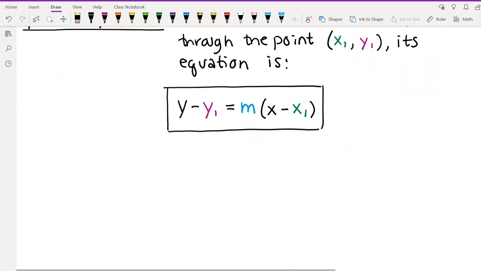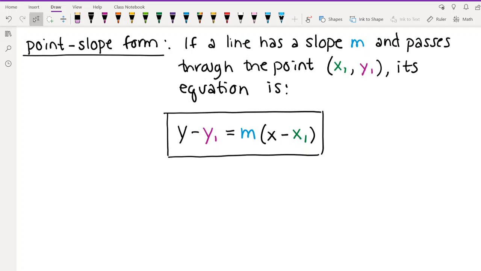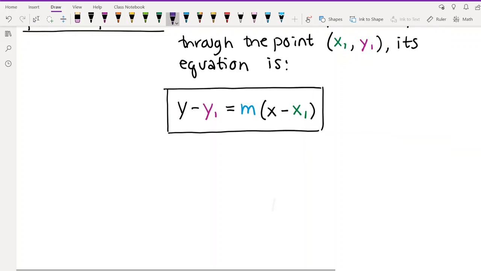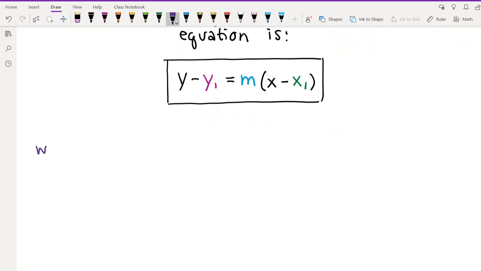So by the way, why does this work? Why is this a good way to write an equation of a line? I think if you can follow the explanation I'm about to give, it will also help you remember point-slope form. So why does this work?